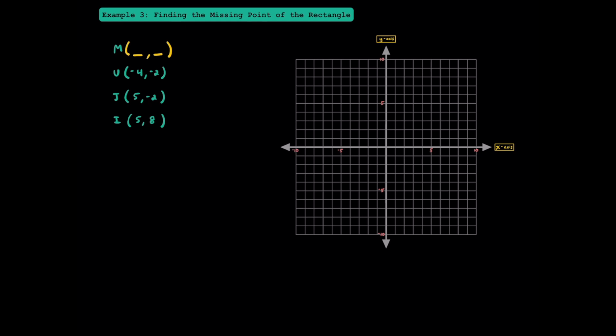Since rectangles have 4 corners or 4 vertices, we need to have 4 points on a coordinate plane to create a rectangle. Notice here that you're given 3 points, U, J, and I, and we're missing M.